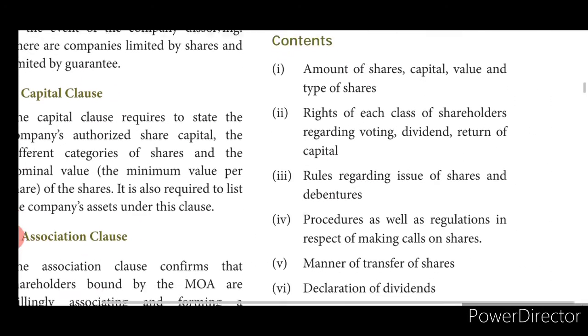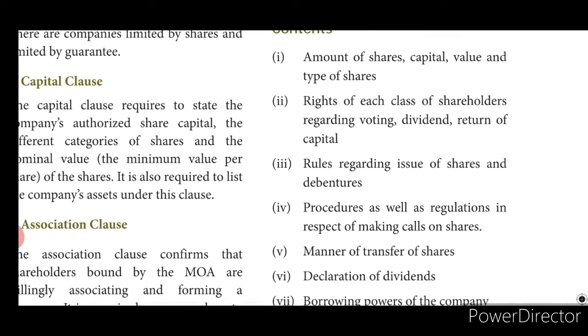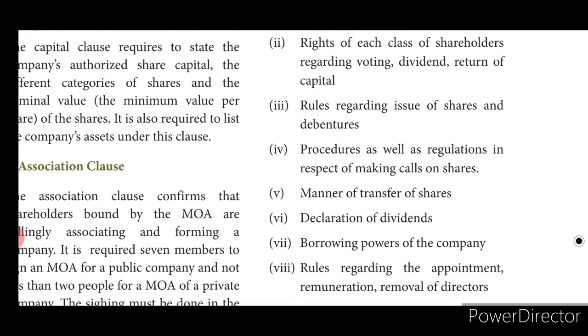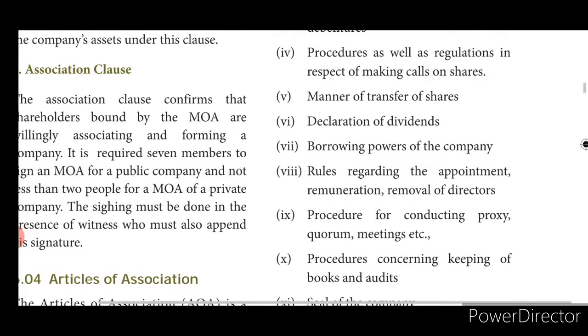The contents that they have are the amount of shares, how much they have invested, capital, then value and types of share, like what type of share they have, that will be mentioned. The next one is rights of each class of shareholders regarding voting, dividend, return of capital, that should be mentioned. Then rules regarding the issue of shares and debentures should be there. Procedures as well as regulations in respect of making calls on shares, that also will be mentioned. Manner of transfer of shares is there. Declaration of dividend must be there.